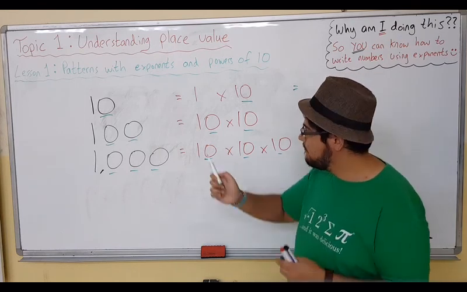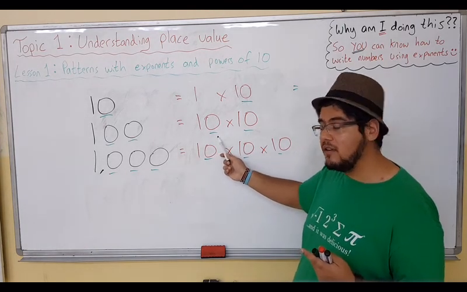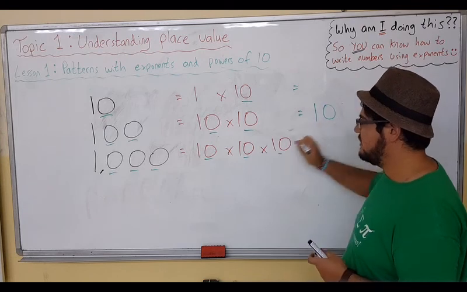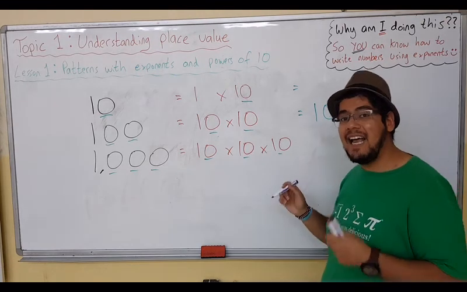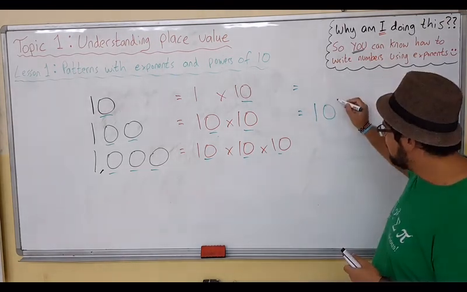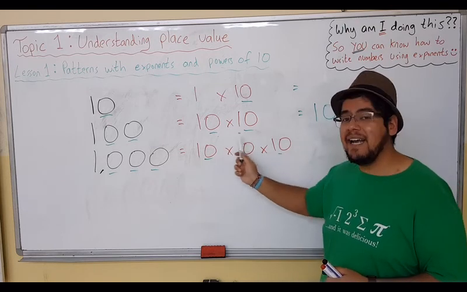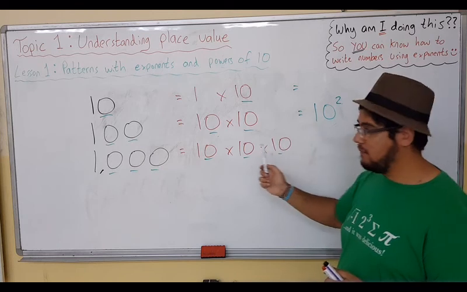The base is our power 10, right? The base is 10. How many times do you have 10 here? 2 times. So that means 10 is the base because it's the number being multiplied by itself. And the exponent is 2. The little number on top here is 2 because we multiplied it by itself 2 times. Okay? So you see the pattern?